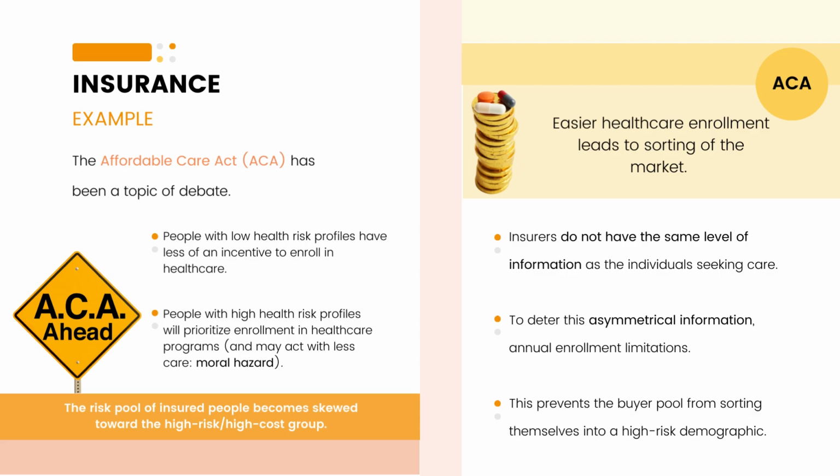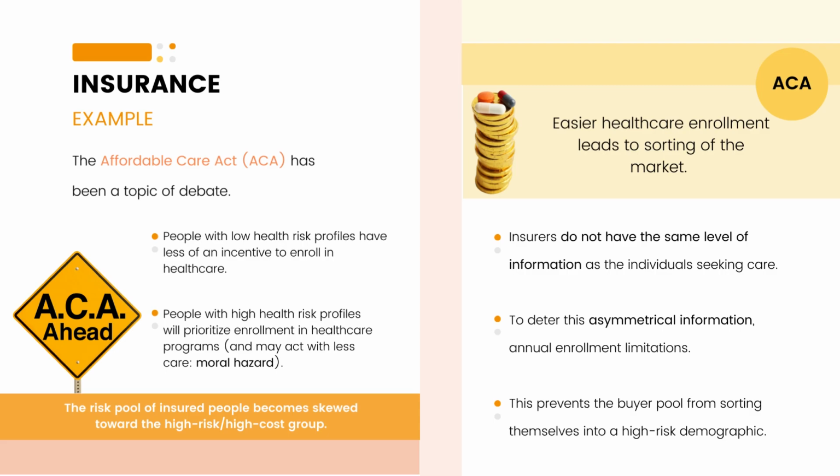The ACA reformed healthcare law by providing tax-issued credits to those who fall below the poverty line. As the policy makes enrolling in healthcare easier, the sorting of the market becomes more pronounced, since those with low health risk profiles have less of an incentive to enroll when they don't expect to need care in the near future. In the same way that you would be less risk averse to registering for health insurance if you have poor health, those in good health have little reason to enroll. Because of this, the risk pool of insured people becomes skewed toward the high risk, high cost group.